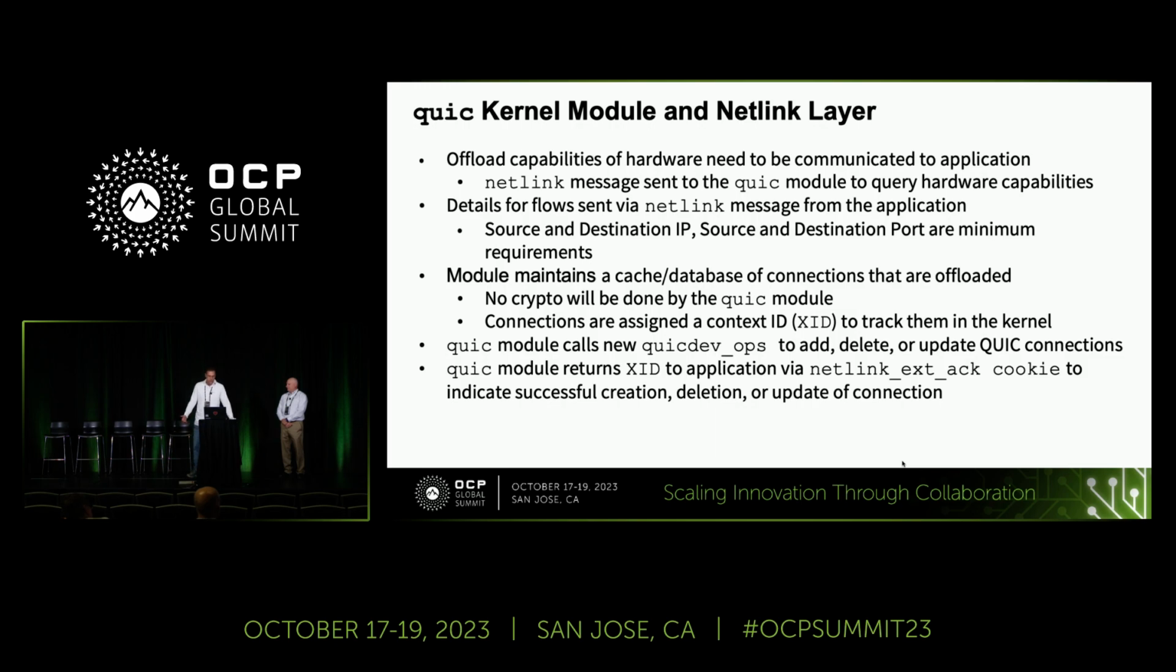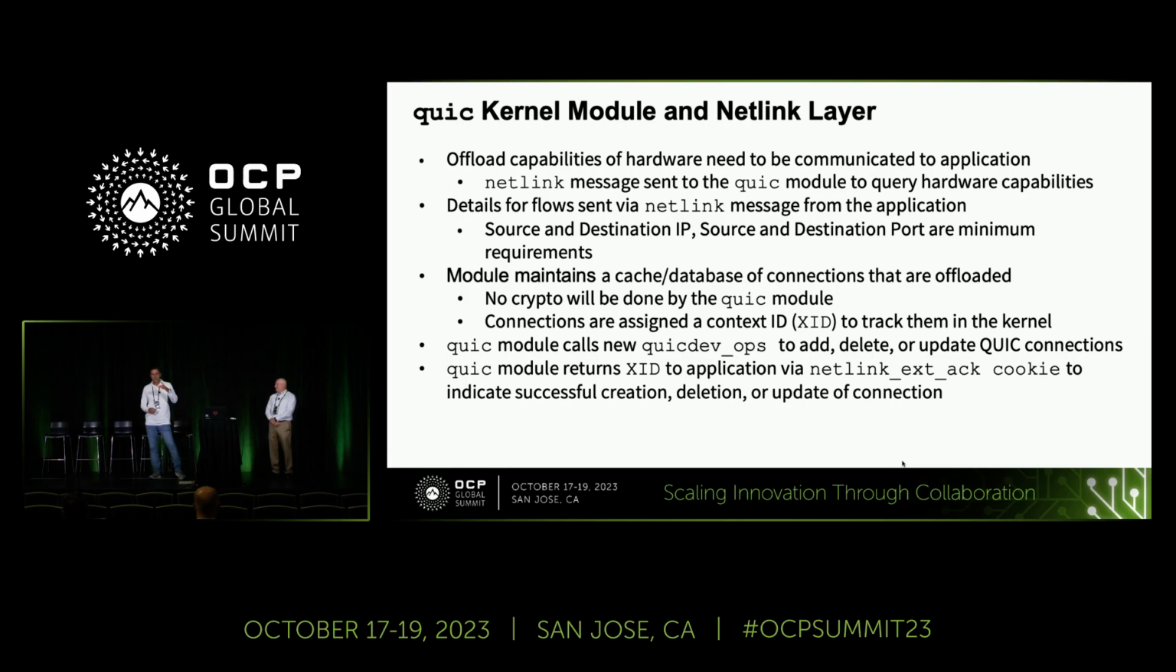Okay, so the QUIC kernel module. The QUIC kernel module is designed to be super simple. It just implements the needed plumbing between the application and the hardware. And what it's doing is it's basically maintaining a large hash table of all of the flow contexts that have been offloaded to hardware.